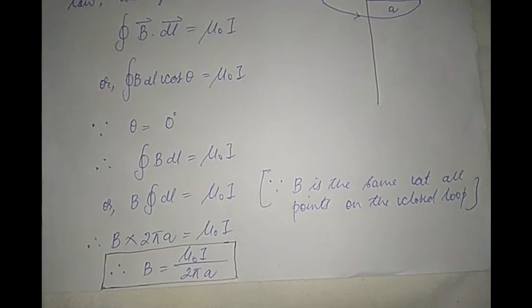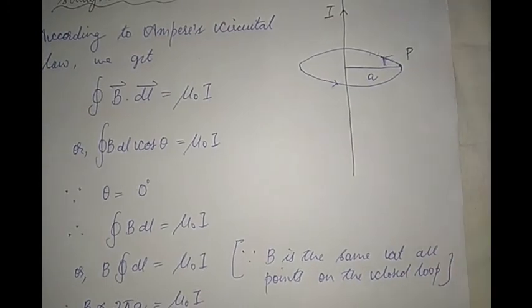So this is the expression for the magnetic field intensity at point P due to a very long current carrying wire. If you check the expression we got for the magnetic field due to an infinitely long current carrying wire using Biot-Savart's law, you will see that the expression we got using Ampere's Circuital law and that expression using Biot-Savart's law are one and the same.